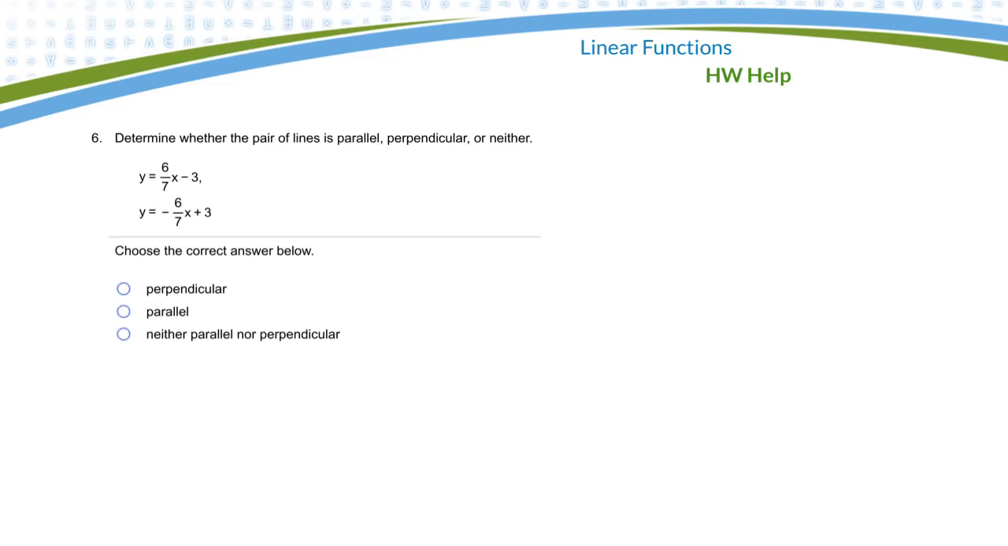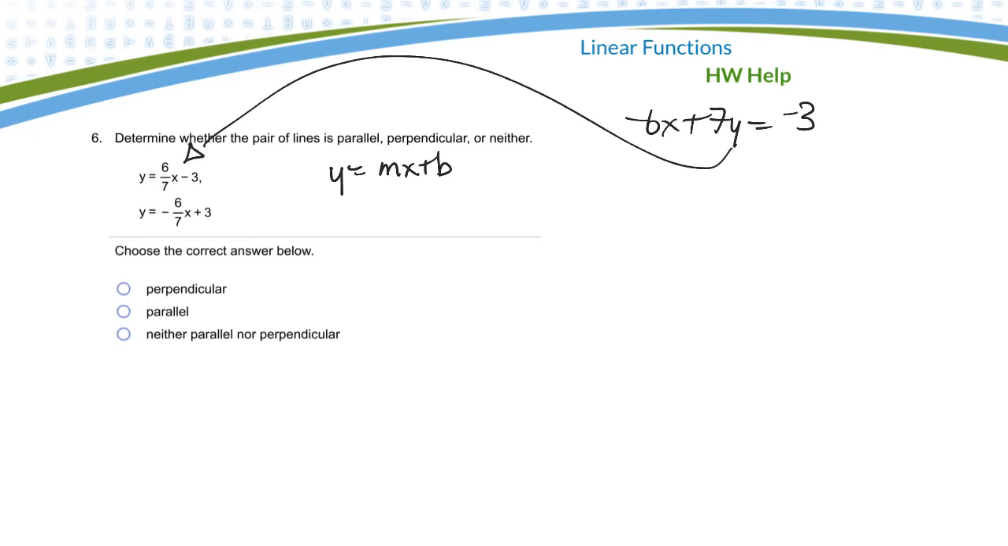All right, here they say determine whether lines are parallel or perpendicular. So each of the equations are written in the right form. They're written like this. If they'd have been written like negative 6x plus 7y equals negative 3, something like that, you'd have to change it so it looks like that. But it's already in this form, so I just have to take a look at the slopes. So if the slopes are the same, if m1 is equal to m2, then the lines are parallel. If the product of the two slopes is equal to negative 1, then the lines are perpendicular. If they're not the same and their product isn't negative 1, they're neither.